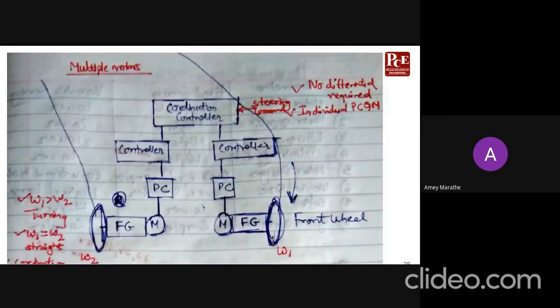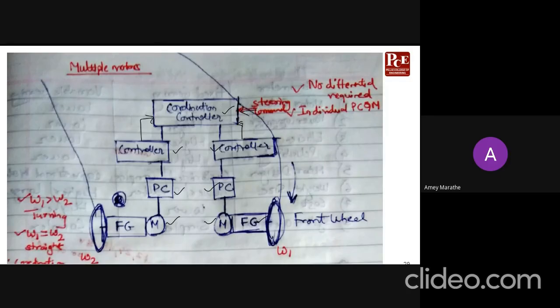So you have a controller, which is a coordination controller. You will have two controllers here. You will have a power converter, two motors and a fixed gearing. So this is one wheel, this is the outer wheel, and this is something which is coordinating the inputs with these two controllers. And you have a steering input or steering command which is coming from here.